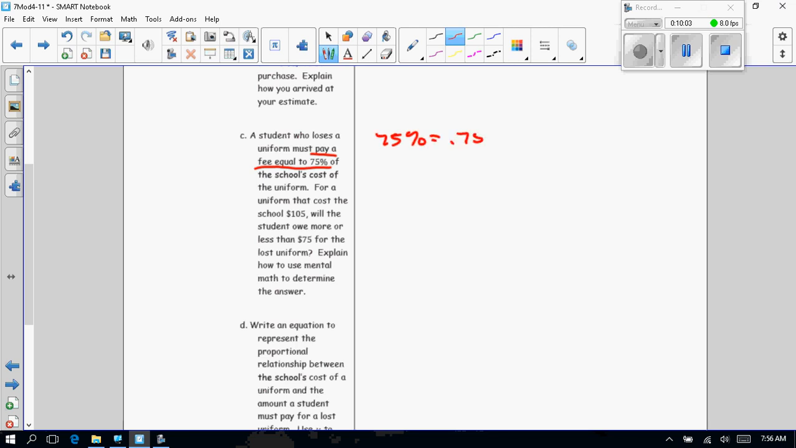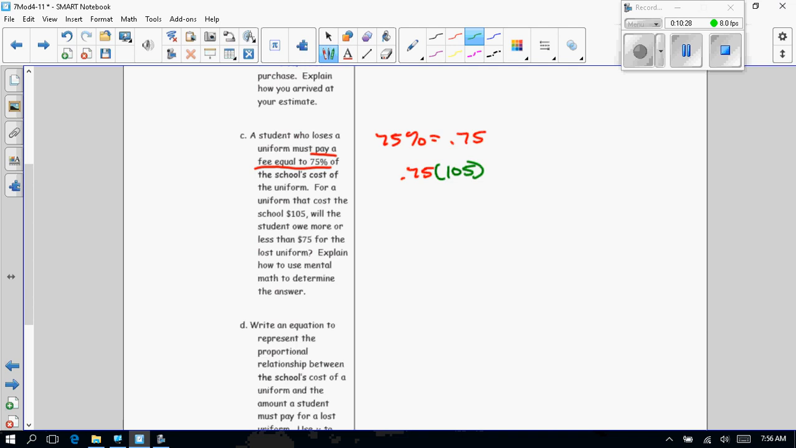So if we just take 75%, which is 0.75. Now it says how much we're going to pay, not how much they're going to deduct off of it. So this one is a straight, we're going to use that number. So 75% of the 105, because that's how much the uniform costs. And we get, what do we get for an answer? Let's grab our handy dandy calculator.